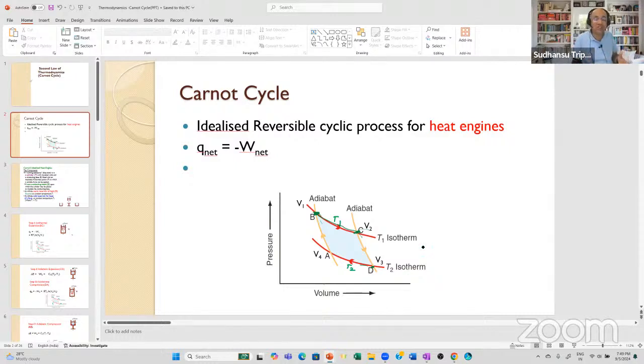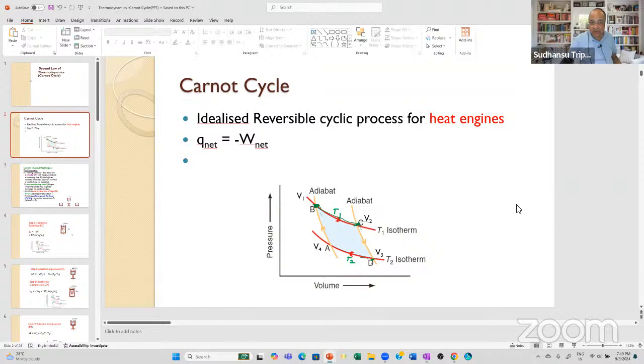But in a cyclic process, if it is irreversible, then delta S system will be less than zero, but delta S surrounding will be greater than zero. So the increase in entropy of the surrounding will be greater than the decrease in the entropy of the system, so that the net entropy change of the universe, that is system and surrounding, will be greater than zero. That we shall see. It's very interesting.